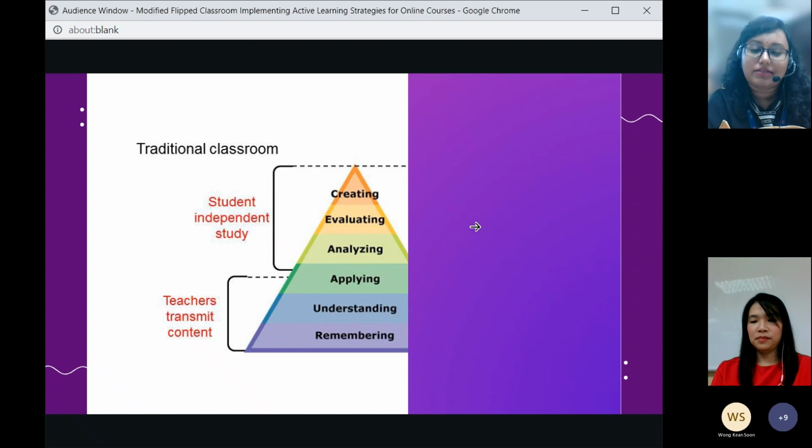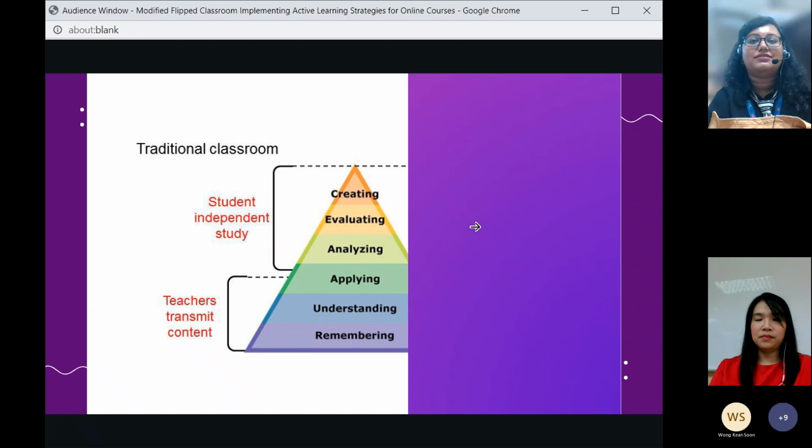When they do this at home, they probably don't have any guidance. They don't know whom to ask. So either they give up and don't do the homework at all, or they come to class the next day and copy from their friends. So this is basically what happens in a traditional classroom.